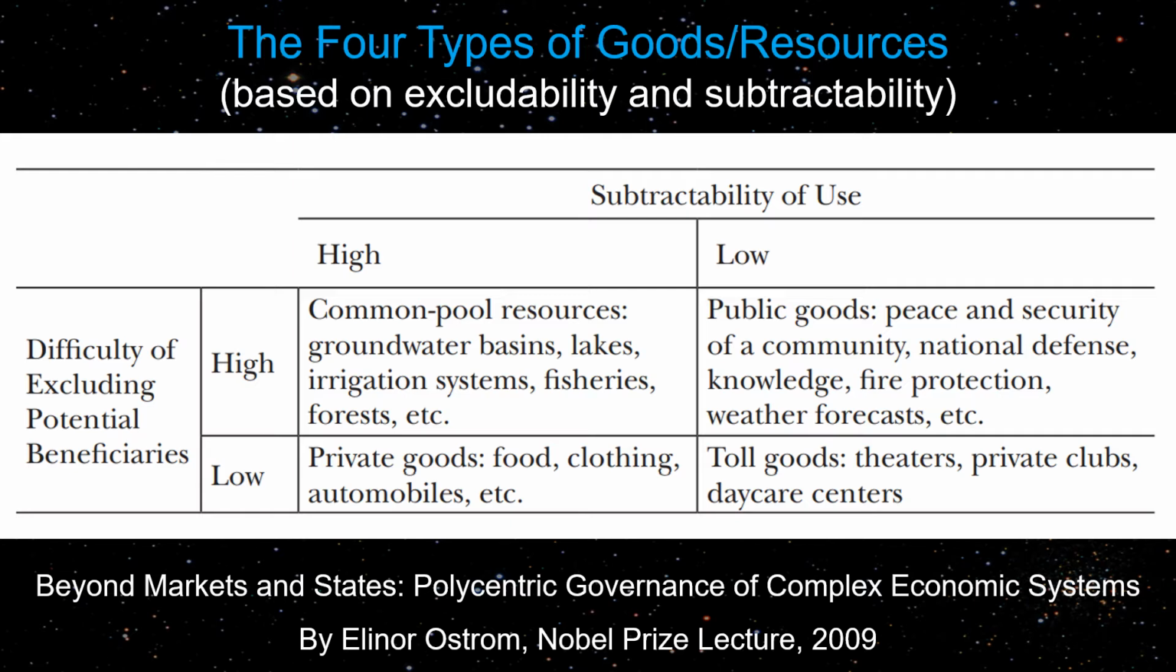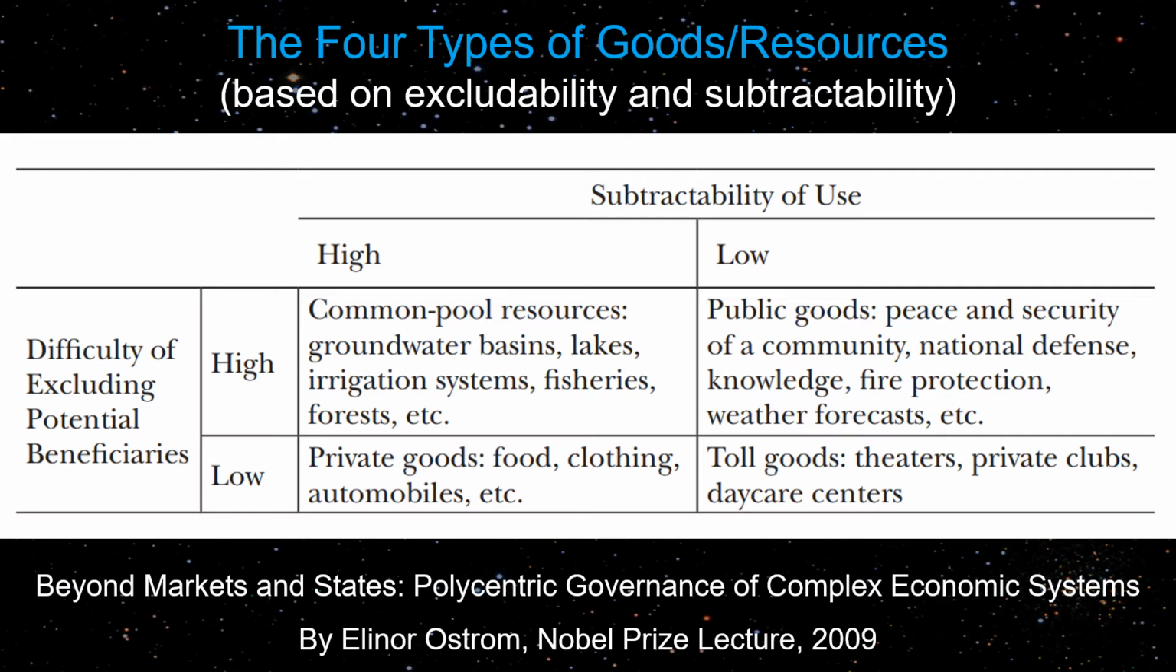Before her work, economists had divided goods and resources into two categories: private goods and public goods. Private goods are excludable and subtractable, or rivalrous. It is easy to exclude other potential beneficiaries, and consumption by one means less to consume by others. Examples include food, clothing, and automobiles. In the space law context, private goods also include exclusive claims to resources.